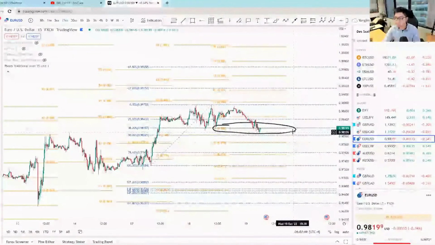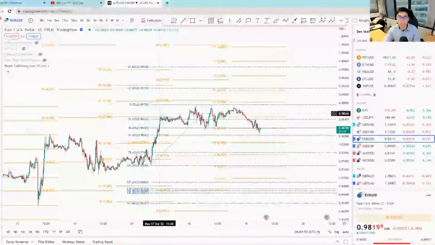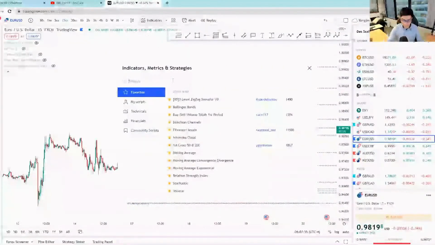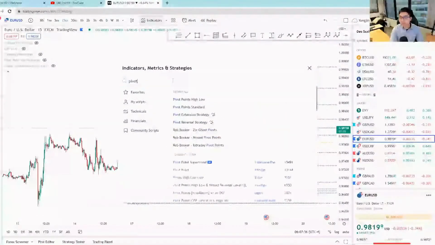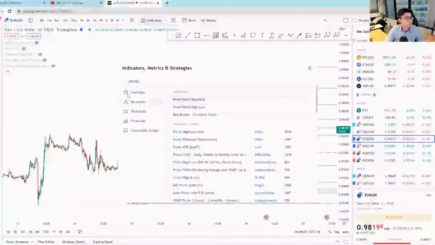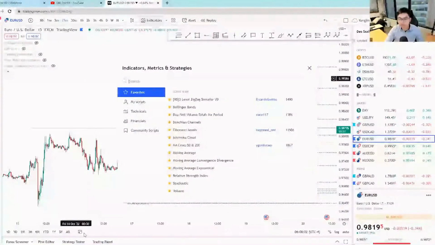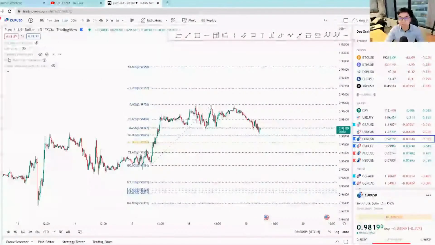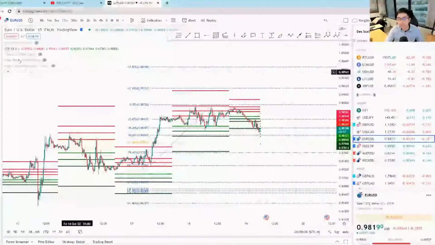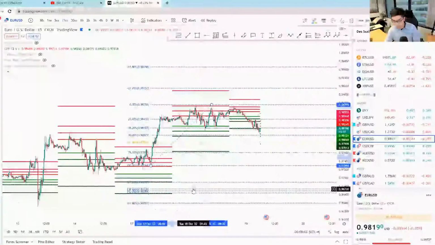Okay, this is just the traditional one. You can find it in the indicators under pivots. So you can get the pivot points standard. Okay, the one that I was going to present is the Camarilla pivot points.